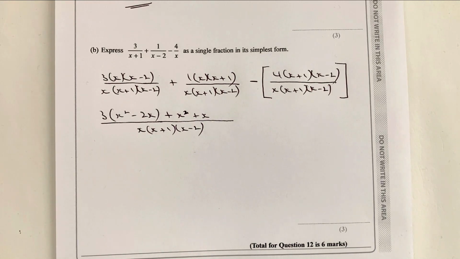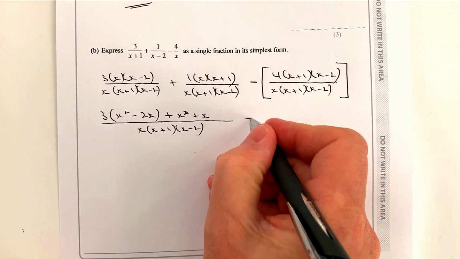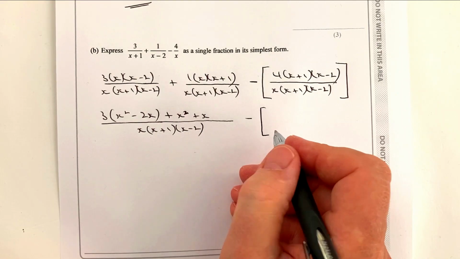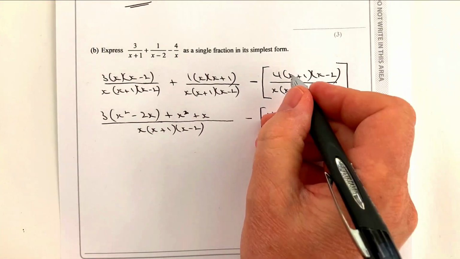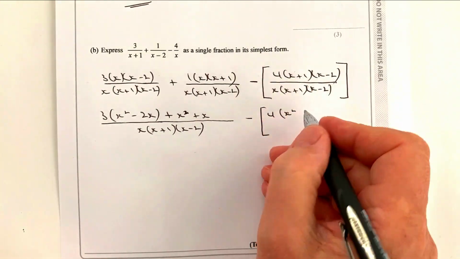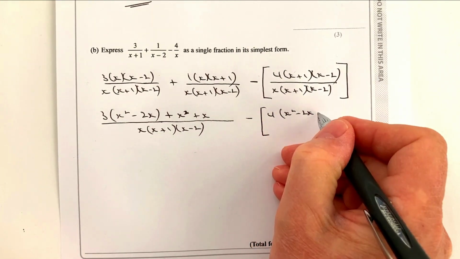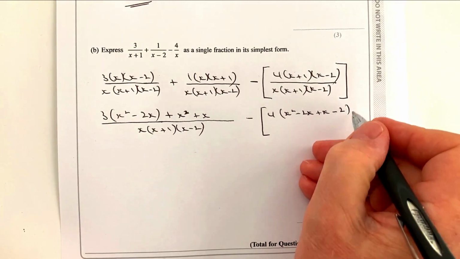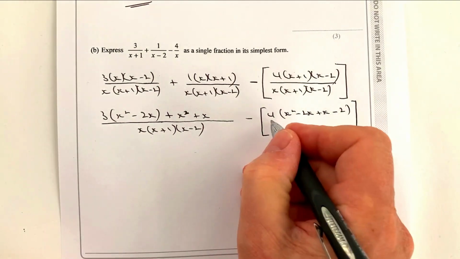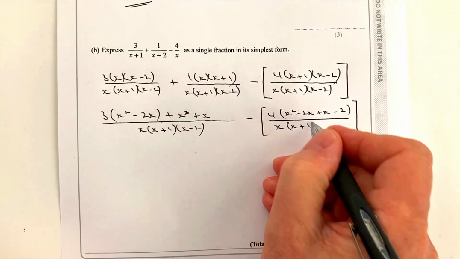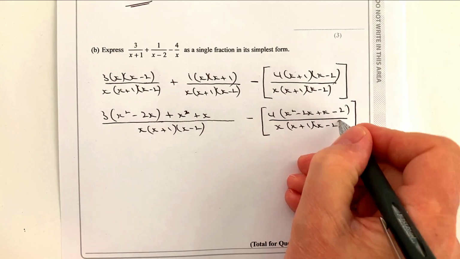Let's have a look at the subtraction part of it. Well, I'm going to multiply this out. I'm going to keep those brackets in place. It's the same as saying 4 times, and I'm going to multiply these out. x times x is x squared minus 2x plus x minus 2. Okay, and again, that's all over x times x plus 1 times x minus 2.